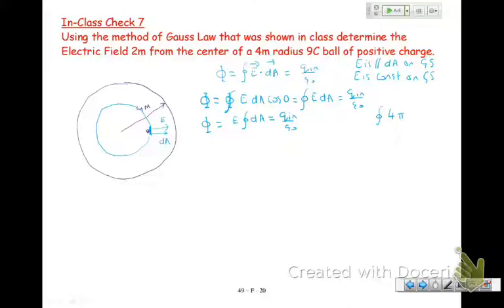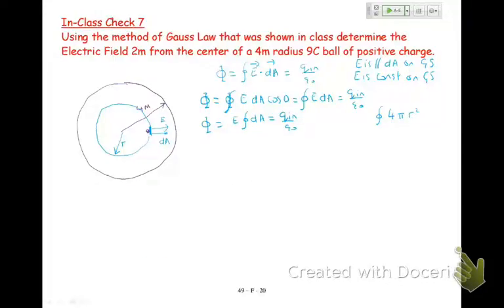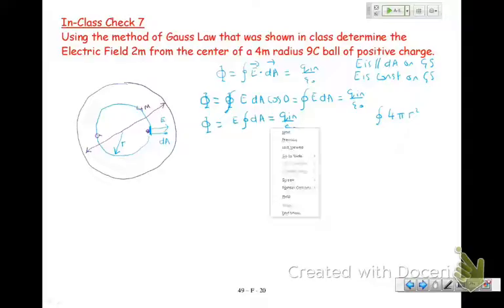Now, got to be careful here. If you look back at the previous diagram, was it r we used to represent the distance to the center of this Gaussian surface, or was it a? It was r, so r squared. And I would, if I were you, mark this, because people will often get the r and the a confused. This one here, that is a, and we don't want that.